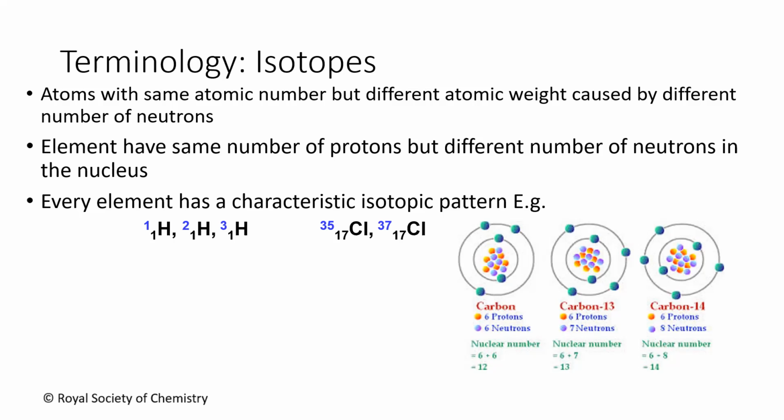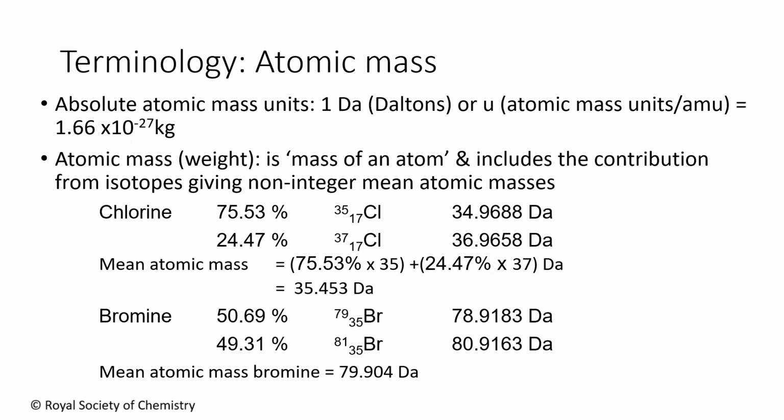We see that in due course of the lecture. So the atomic mass, we have the absolute atomic mass unit, which is measured in Daltons or AMU, the atomic mass unit. So for chlorine, for example, in nature, about 75% of chlorine is chlorine-35, while approximately 25% of chlorine in nature is the second isotope, chlorine-37.